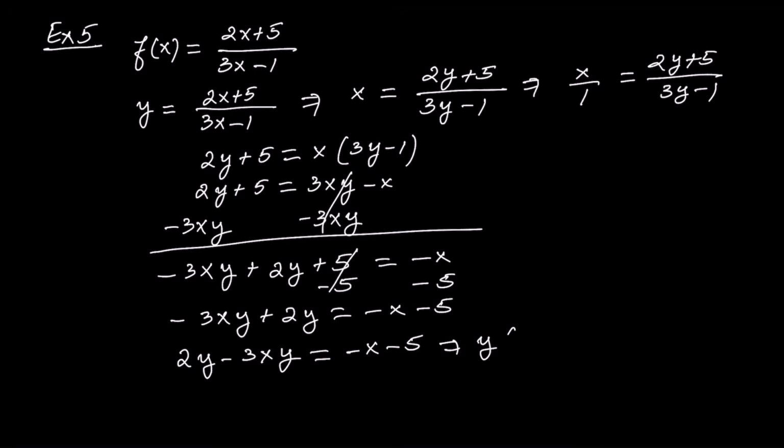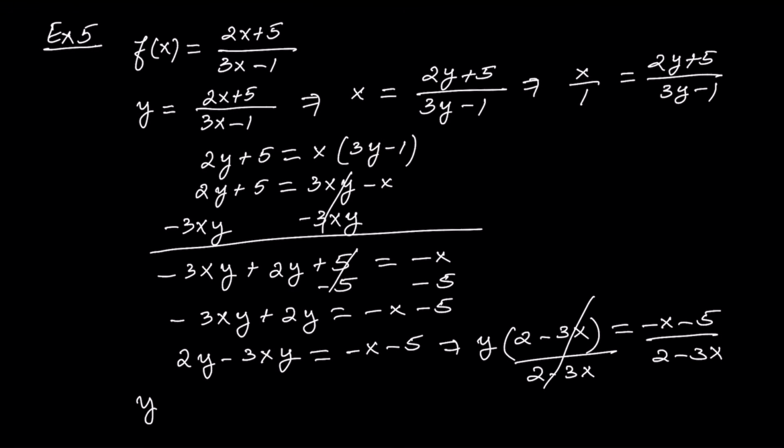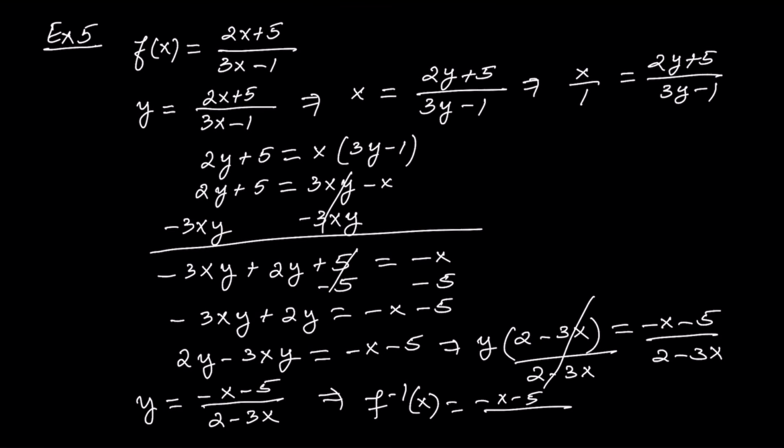Factor y from the left side. y times (2 - 3x) = -x - 5. Divide both sides by (2 - 3x). y = (-x - 5)/(2 - 3x). Final answer. The inverse function is f inverse of x = (-x - 5)/(2 - 3x). And that completes the process step by step.